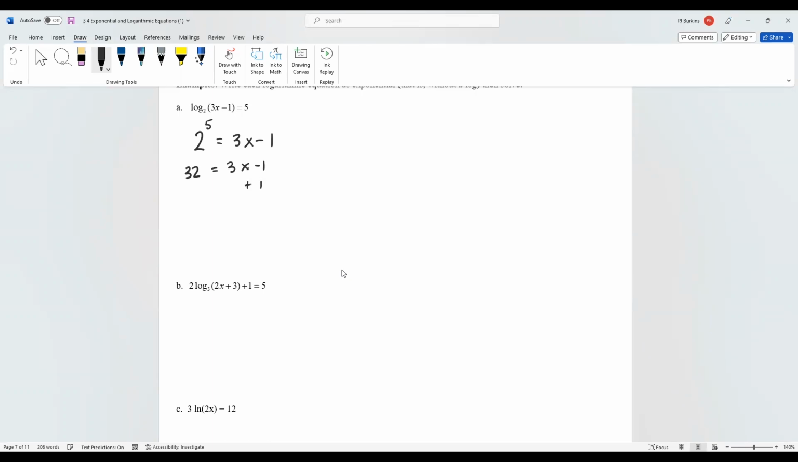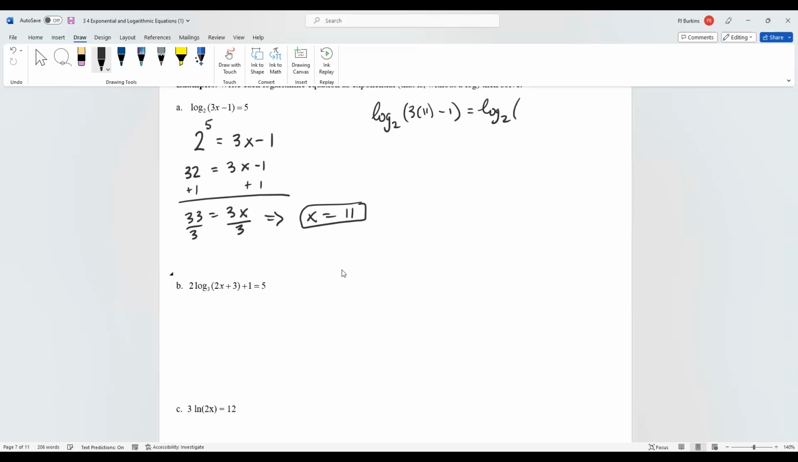Then I'm going to add 1 to both sides here. So I get 33 equals 3x. This looks like it's going to turn out really nicely. Divide by 3 on both sides, and I get x equals 11. Now I just have to prove that that works. So I'm going to substitute that back in. So log base 2 of 3 times 11 minus 1. That's going to be log base 2 of 33 minus 1, which is log base 2 of 32.